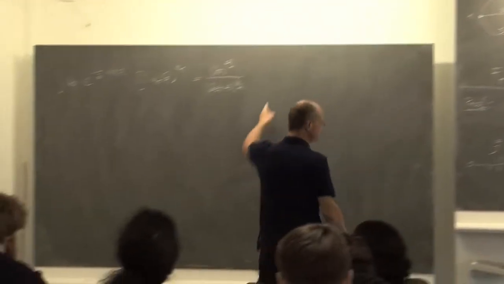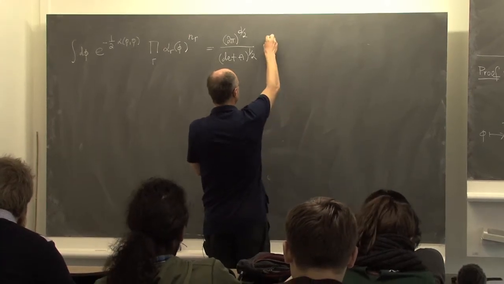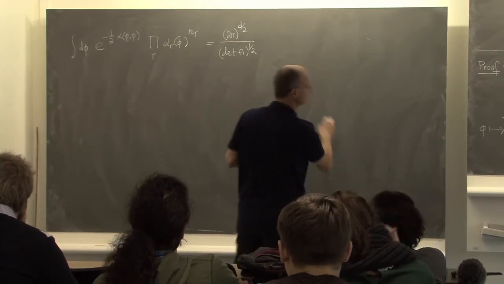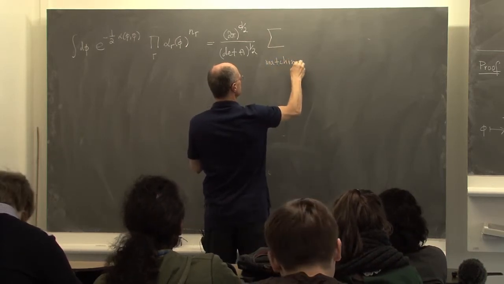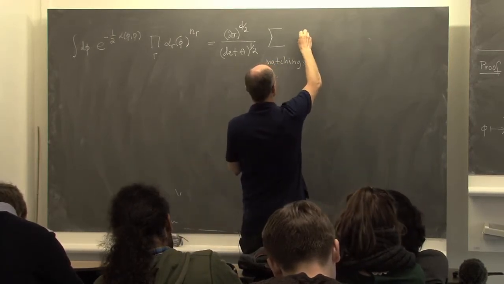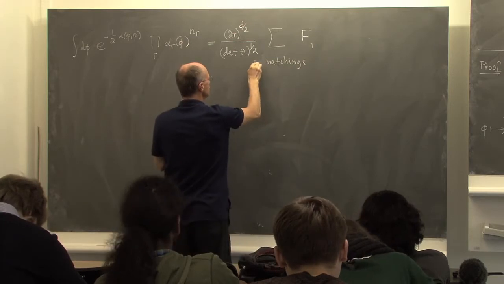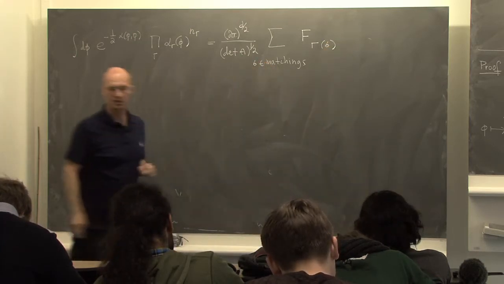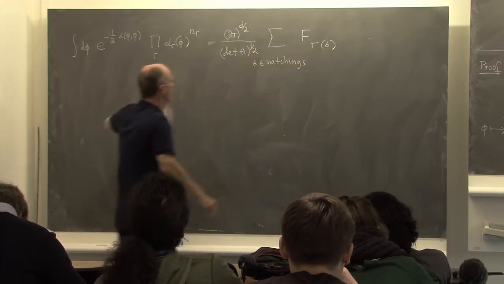So let me write down the answer. The answer here should be a sum over matchings, so let me put it here, F matchings, let's say sigma. And here I will write F gamma of sigma, where F gamma, so let me recall how it worked.